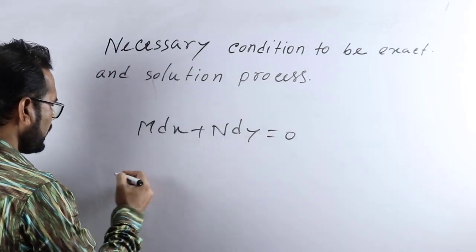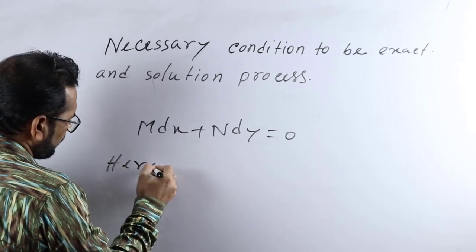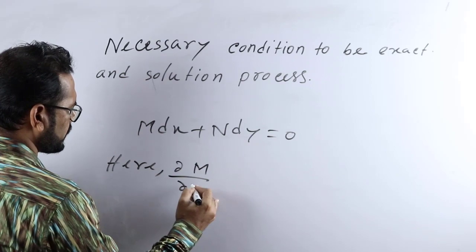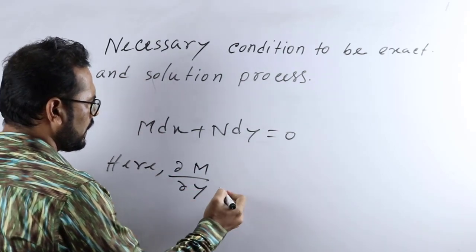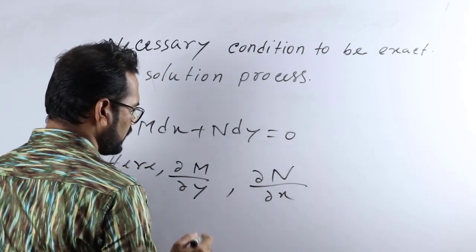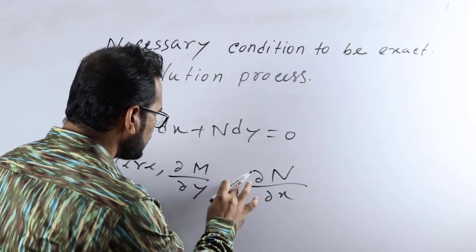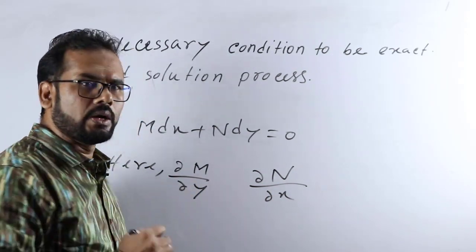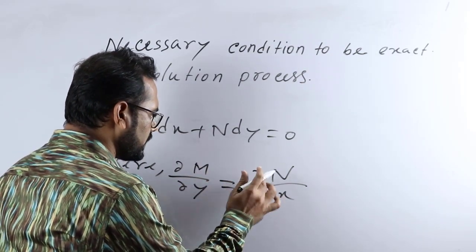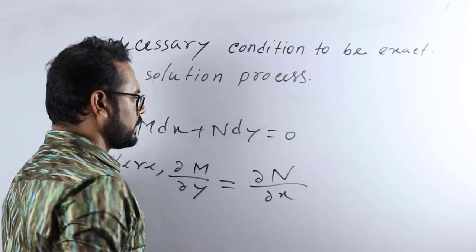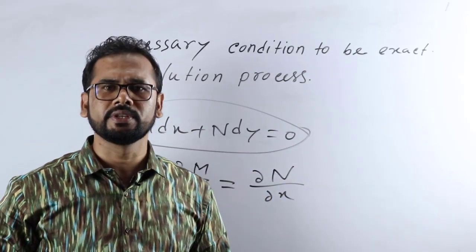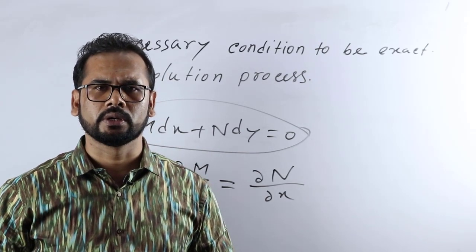If we differentiate M with respect to y partially and N with respect to x partially, and the result is the same, I mean del M by del y equals del N by del x, then we can say this differential equation is an exact differential equation.